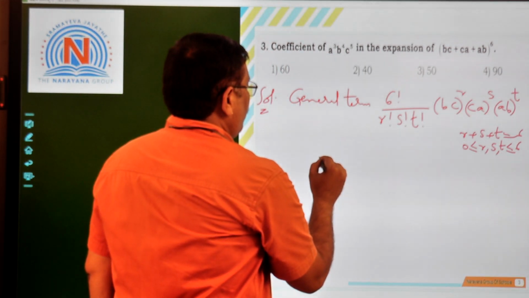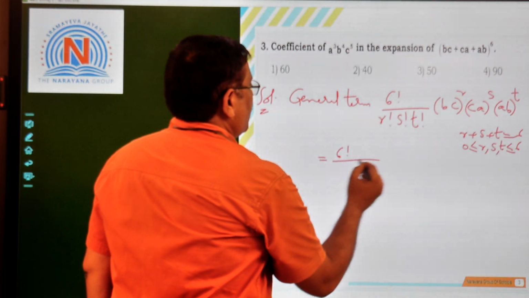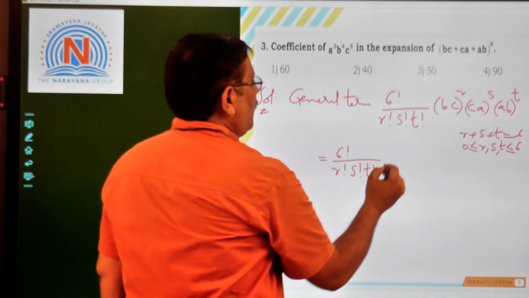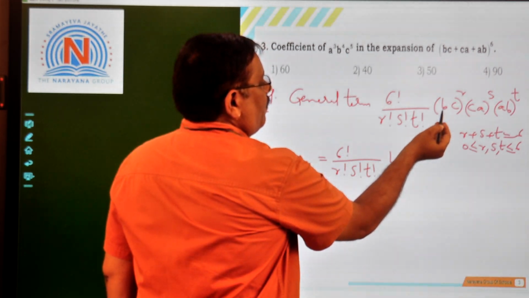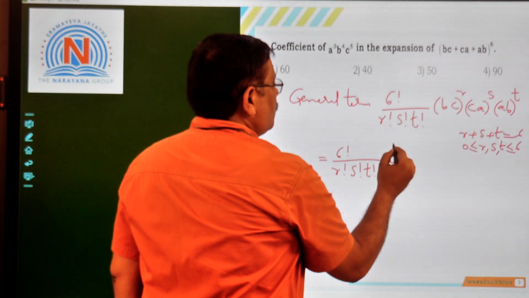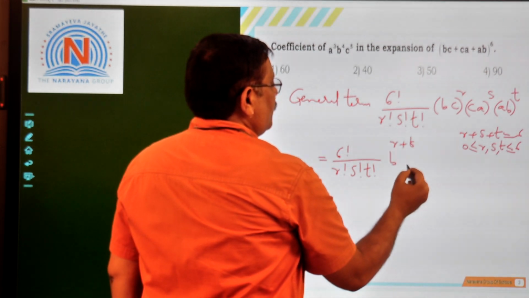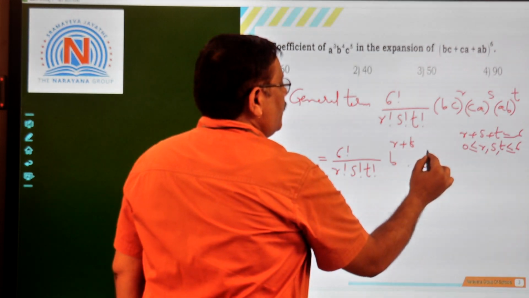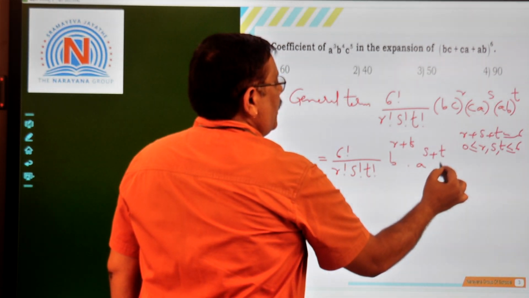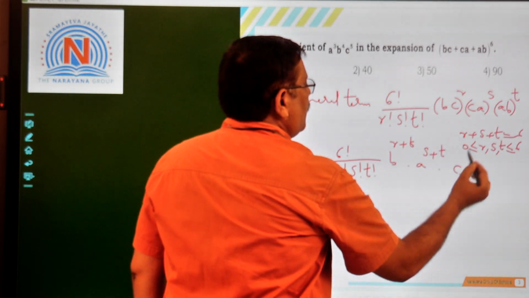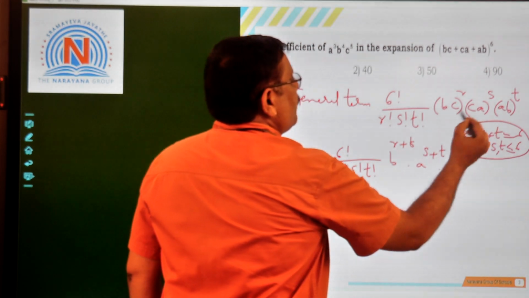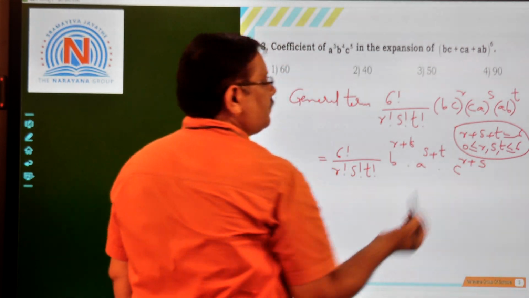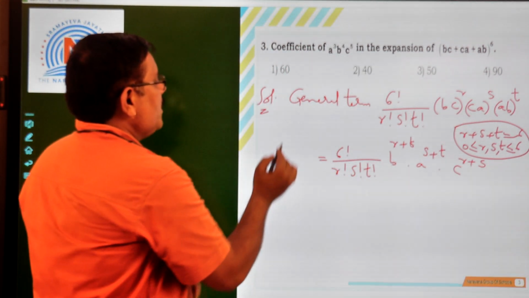Now that is going to be 6 factorial by, let us simplify further, r factorial into s factorial into t factorial into b to the power of, if you take b power r we have as well as b power t we have. So b power r plus t we have, into a power, if you take a power s we have, a power t we have. So it is a power s plus t, into, now let us take c. C power, here we have r and here we have s. So it is r plus s.